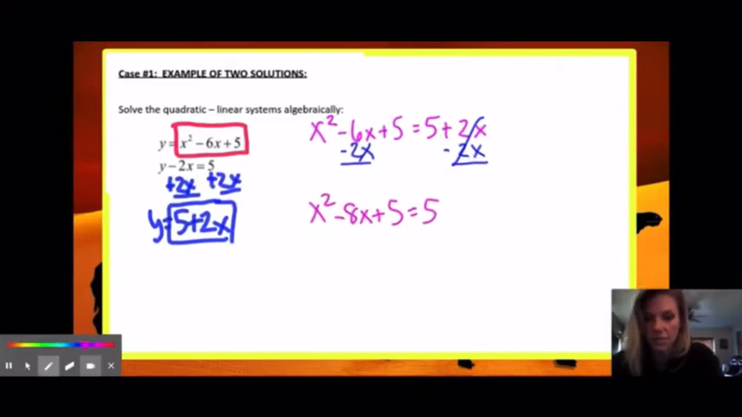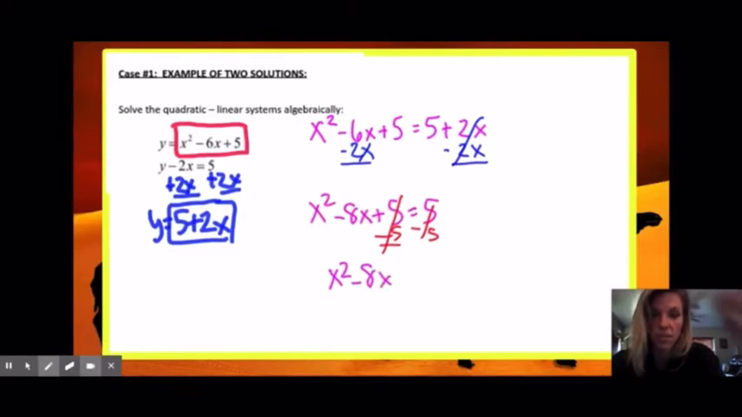I need to combine those 5s. So I'm going to move this 5. It's positive, I'll subtract it. What's 5 minus 5? Well, it's 0. So let's see what we're left with. We're left with x squared minus 8x, 5 minus 5 is 0, equals 0.